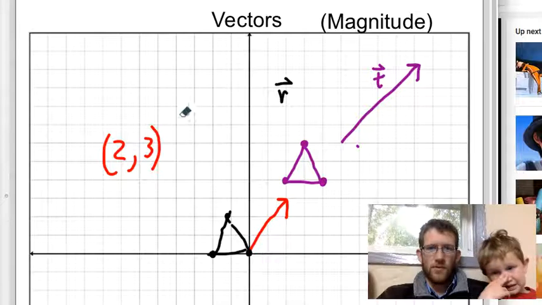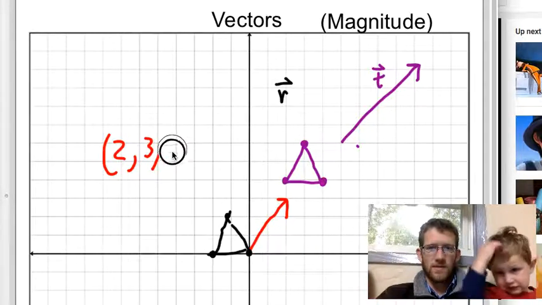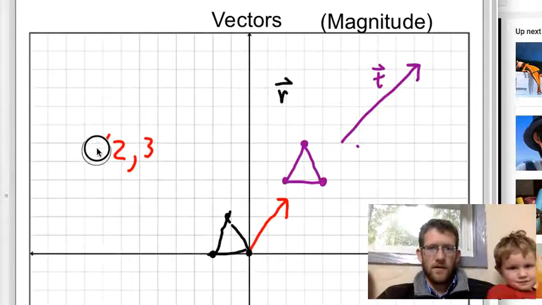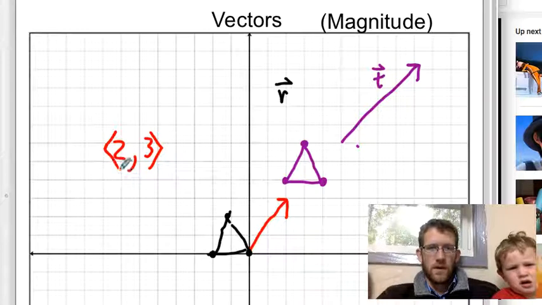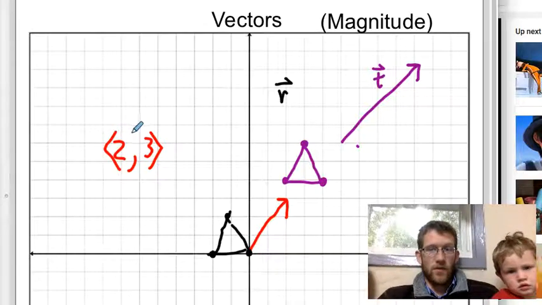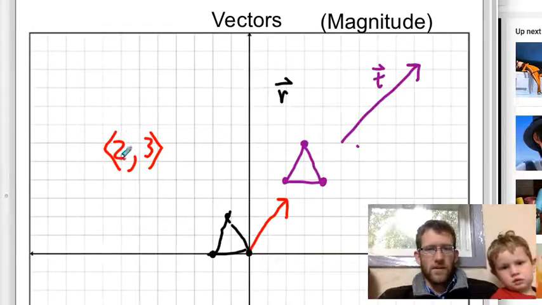We don't want the point 2, 3. These parentheses kind of make it look like it's a point we're talking about. We don't want the vector to be represented by a point there. We want to put these little angled brackets in. So this means we're talking about a vector, not a point. And the vector means 2 units to the right and 3 units up.